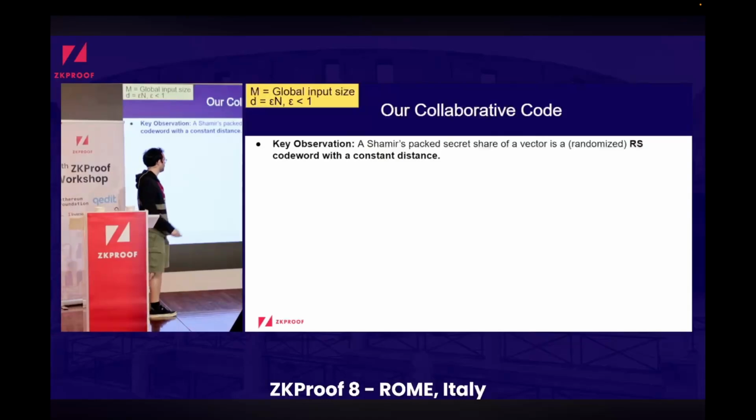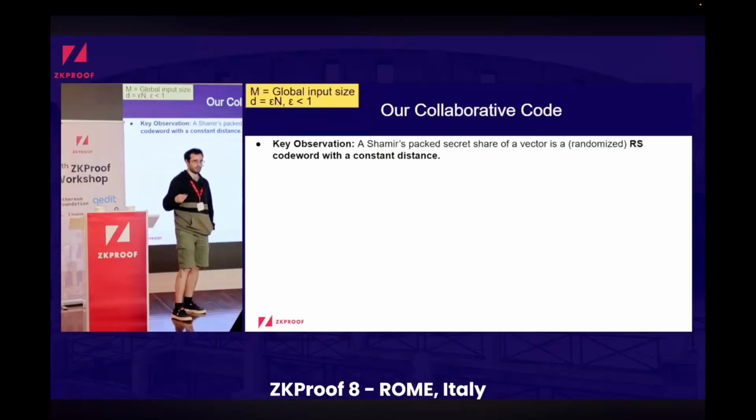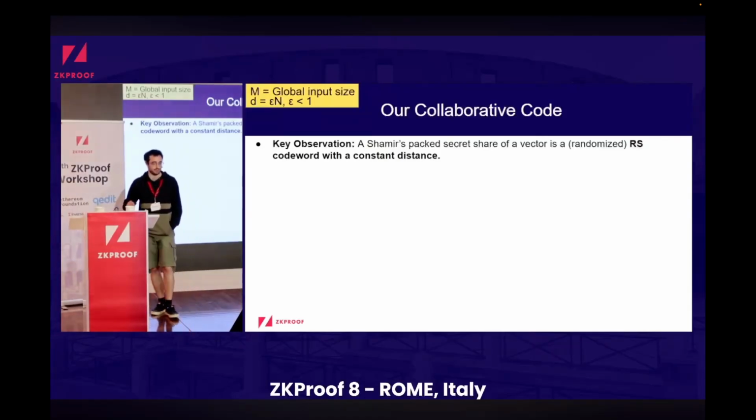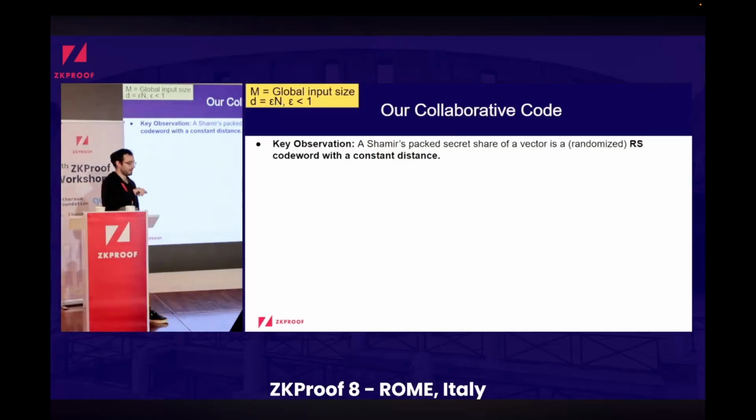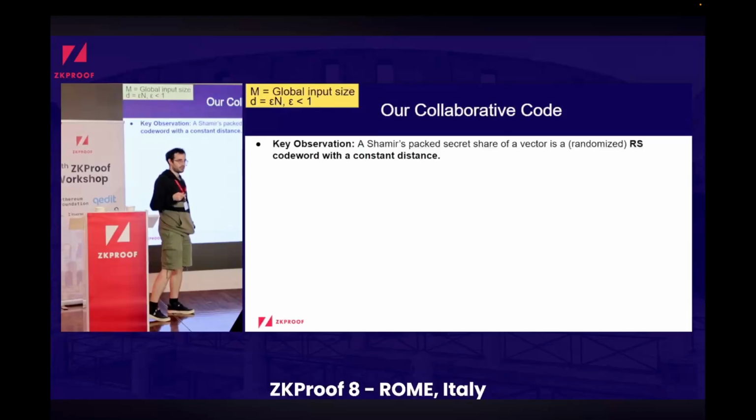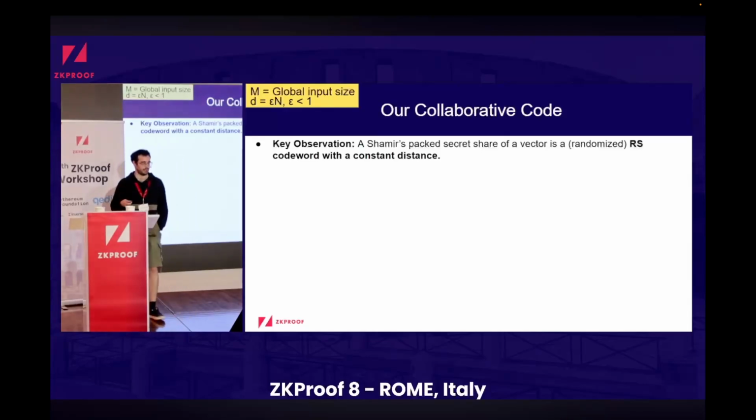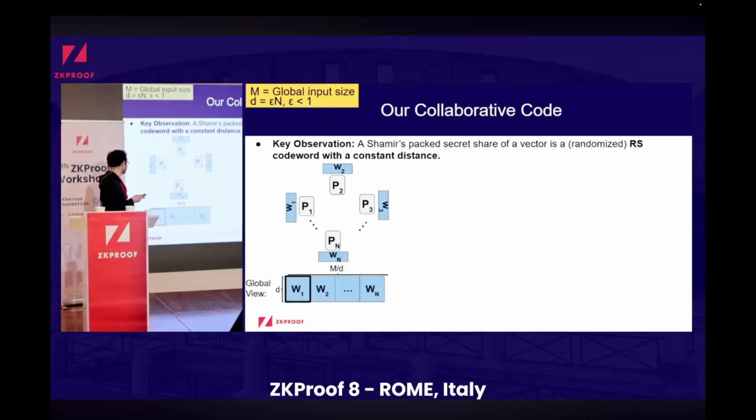So let's see how to construct a collaborative code that overcomes all of the above limitations. The key observation is that Shamir's packed secret share of a vector is in fact a Reed-Solomon codeword with a large constant distance. So let's see how to use it in order to construct our code.